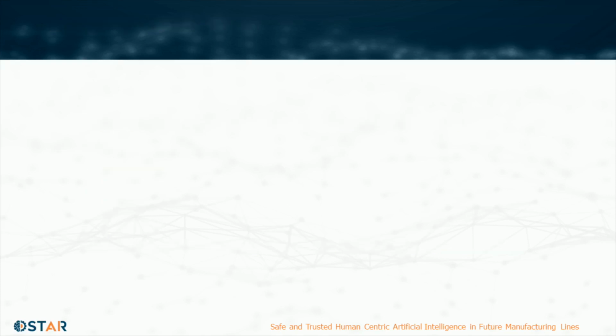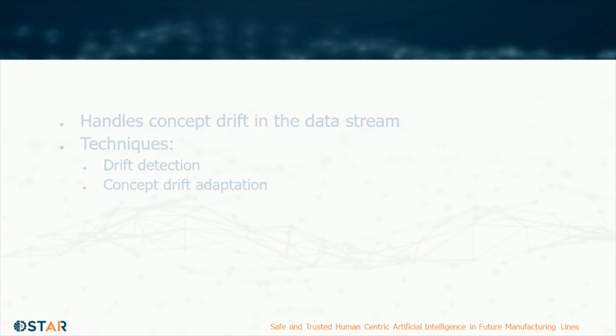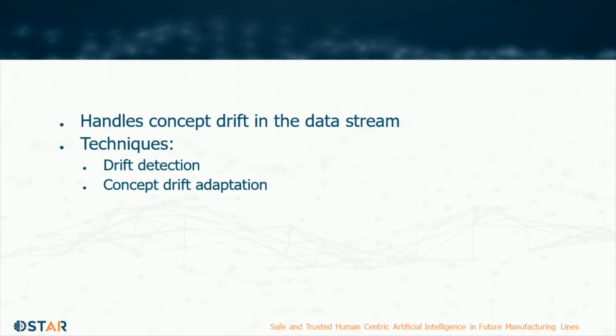5. Model adaptation. Over time, the data stream may exhibit concept drift, where the underlying data distribution changes. Incremental active learning algorithms should be able to adapt and adjust the model to account for concept drift. Techniques like drift detection and concept drift adaptation can be applied to identify and handle concept drift in real time.